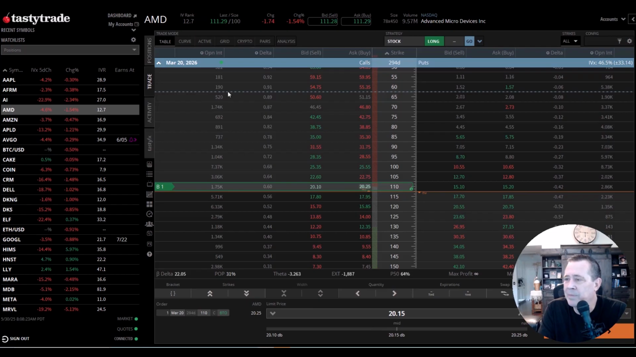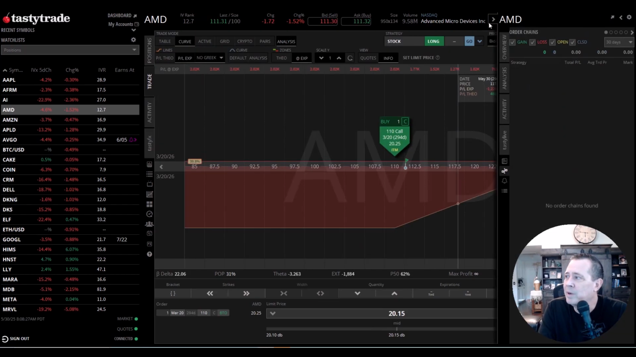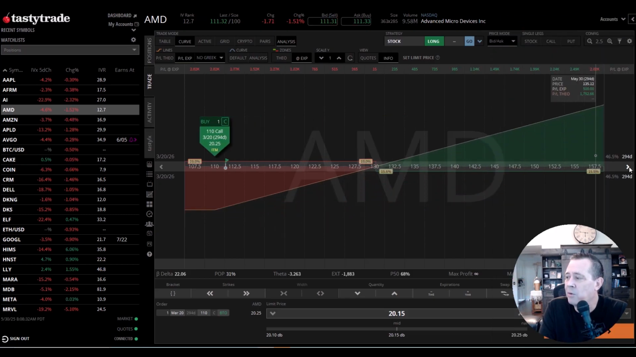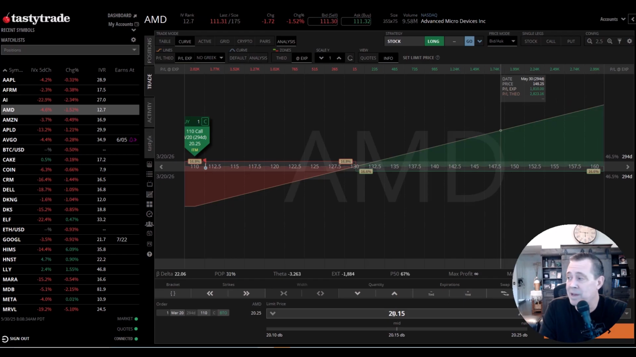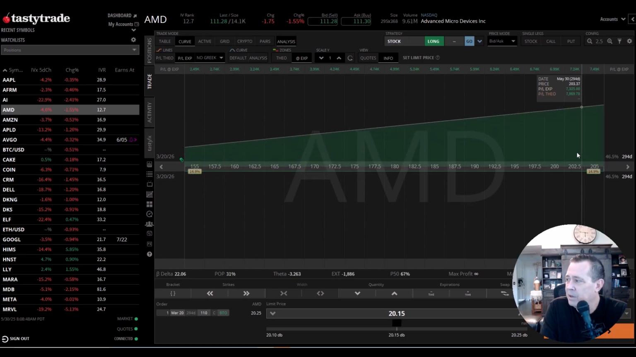So if we go to the curve mode and then analysis, we can look at that. Just like owning the stock outright, once we recoup our $2,000, it increases just like owning the stock. So if it gets up to 155, we make $2,500. We more than double our money. If it goes to where I think it's going to go in the next year, 200, see how much we make. 200, $7,000. We're up at $7,000 on a $2,000 investment. But that's not the best part.